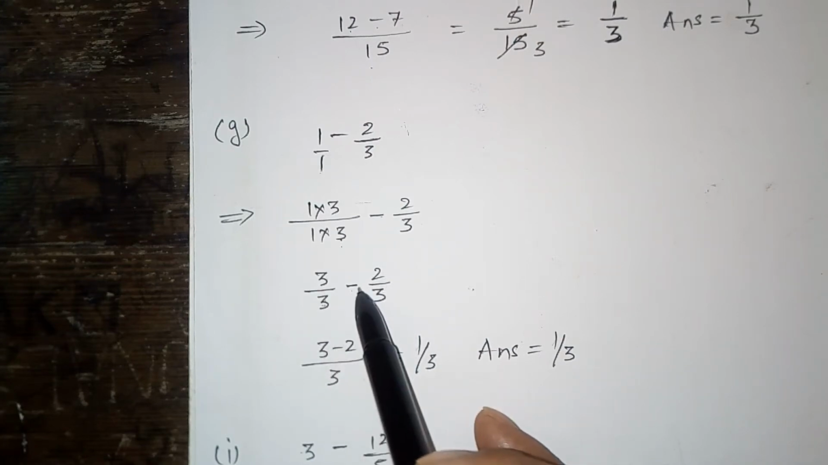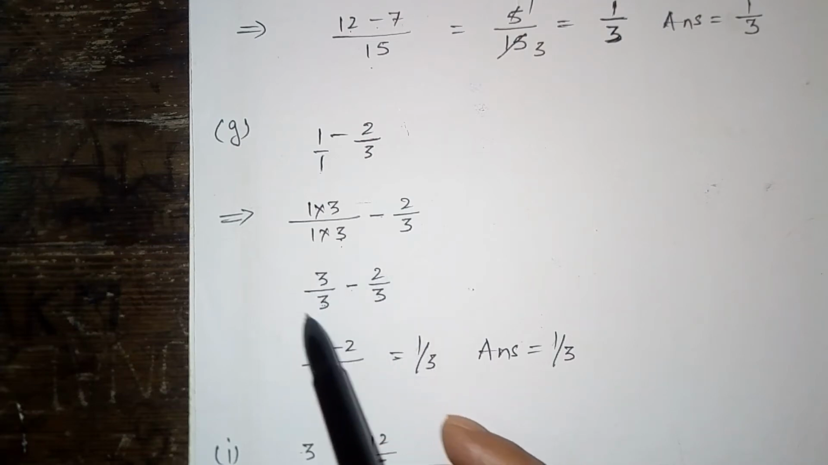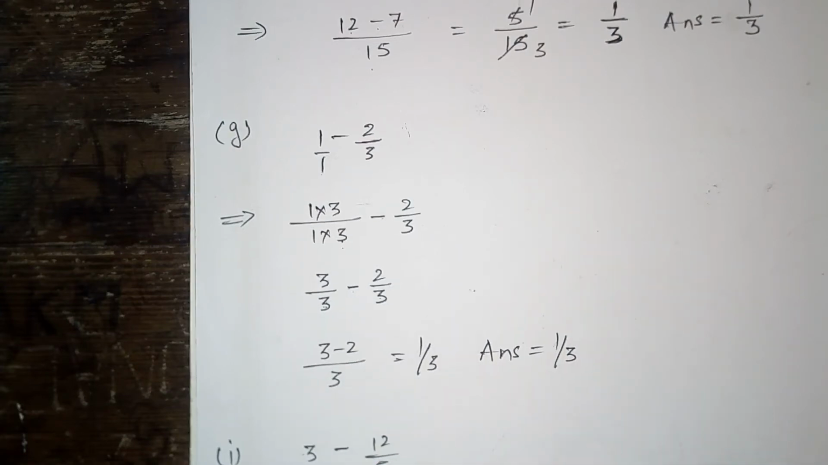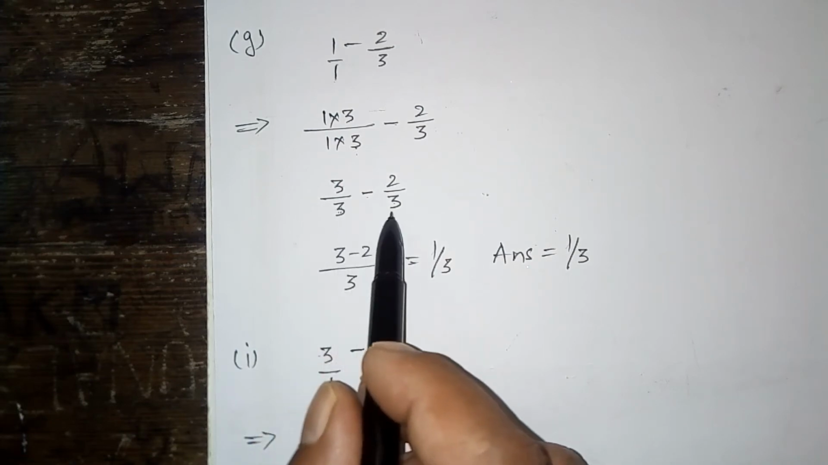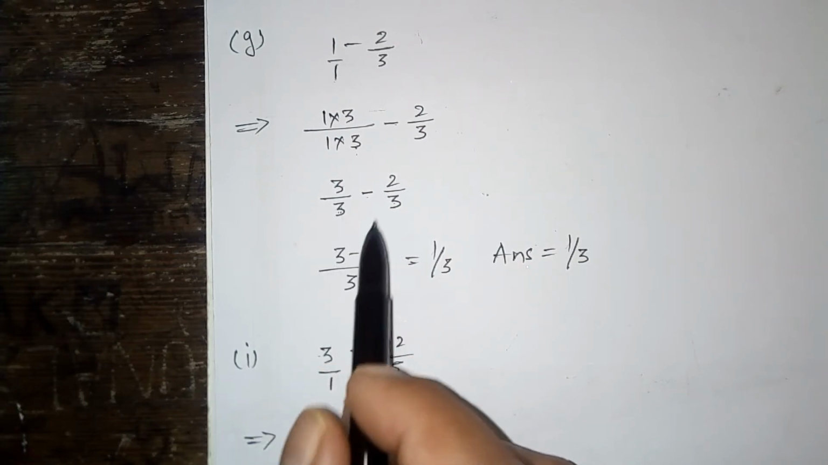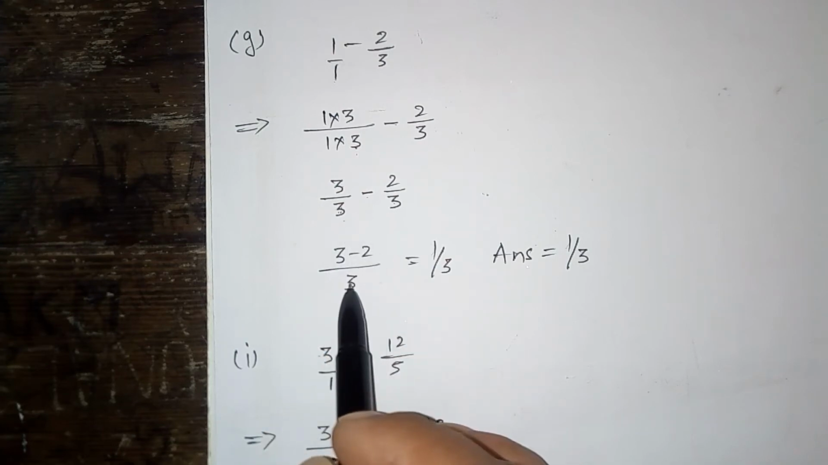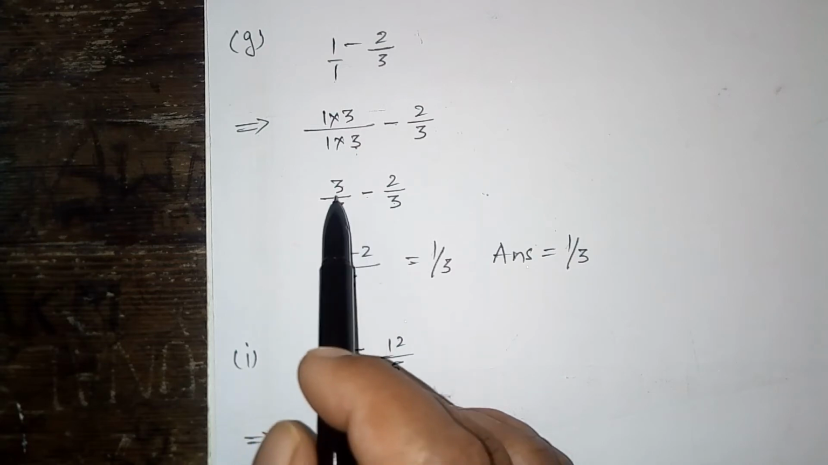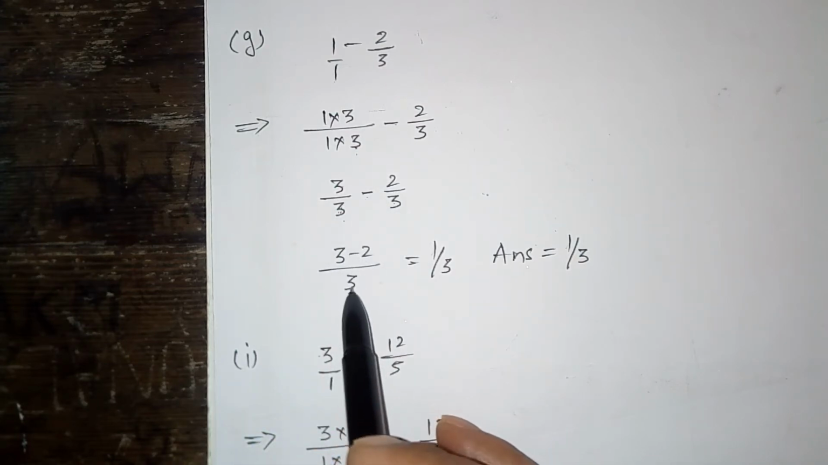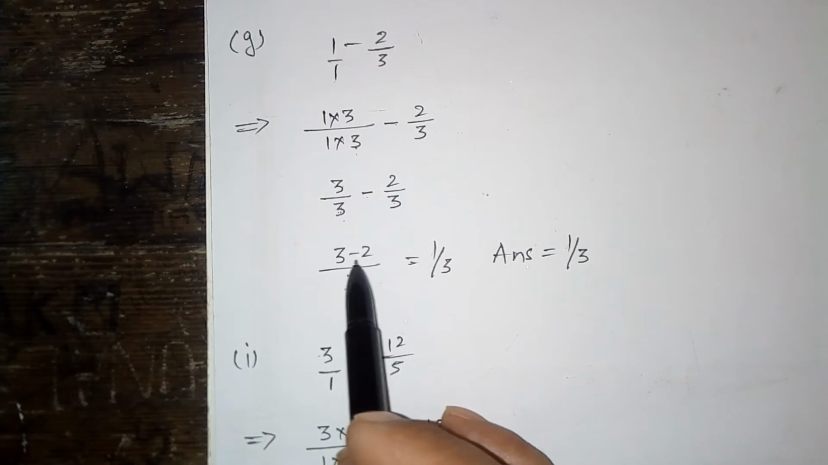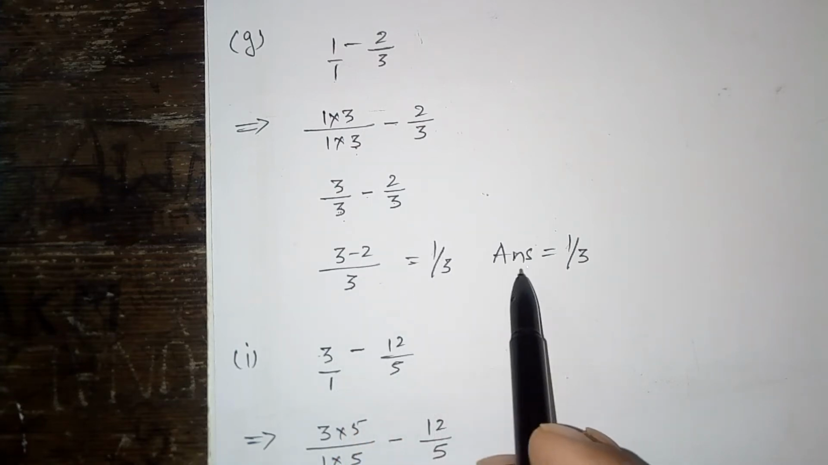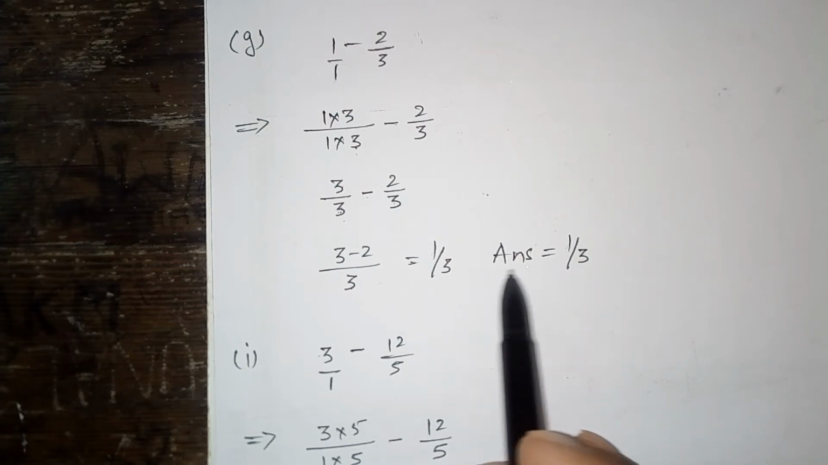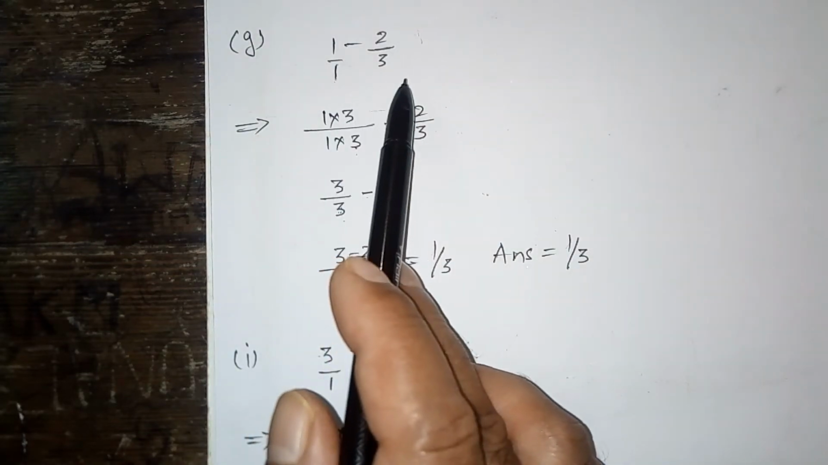3 upon 3 and 2 upon 3. These are like fractions. That's why in these two fractions denominators are same, that is 3. So LCM will be 3. Then after, what will you write? 3 minus 2 upon 3. 3 minus 2, it will give you 1 upon 3. 1 upon 3 is the required answer of the given question.